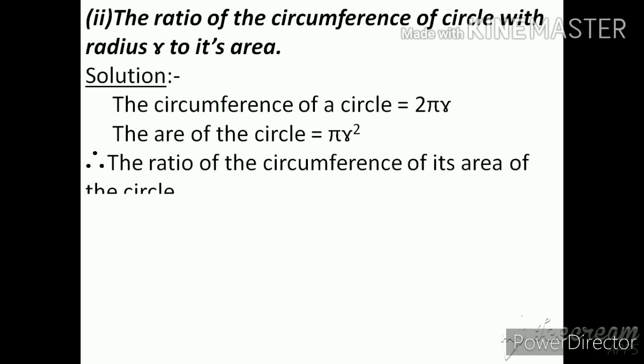Therefore, the ratio of the circumference to the area of the circle is 2 pi r is to pi r square. Here, children, we have to divide these two numbers. So pi gets cancelled, and r of r square gets cancelled, children. Now, what remains, children? Therefore, 2 is to r.